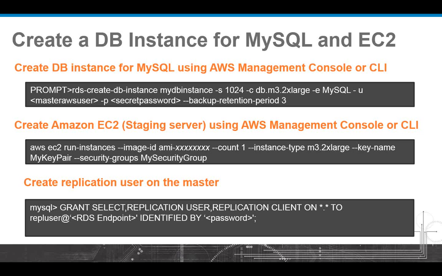Okay, so let's dig a little bit into the details of the steps. Here we're going to create a DB instance for MySQL using the CLI. In this particular argument, we have set the backup retention to 3, but since we are preparing this instance for data load, you should consider setting the backup retention to 0. The next step is we create an EC2 instance for staging and copying files, etc. So that's the first step that we talked about.